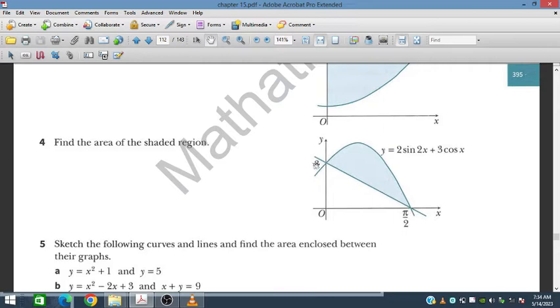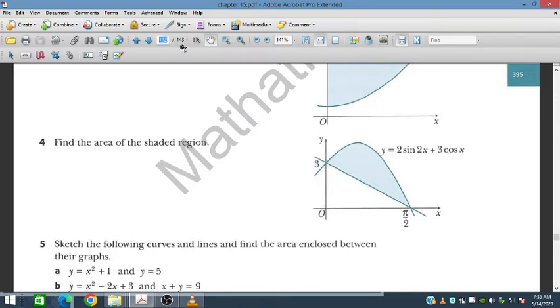This is just substituting this equation. So here we have pi by 2 and 0. Here we have 0 comma 3, and substituting in the line equation, y minus y1 is equal to y2 minus y1 divided by x2 minus x1, bracket x minus x1. On this basis we can obtain a simple line equation, and from that line equation take this area and then subtract this area.